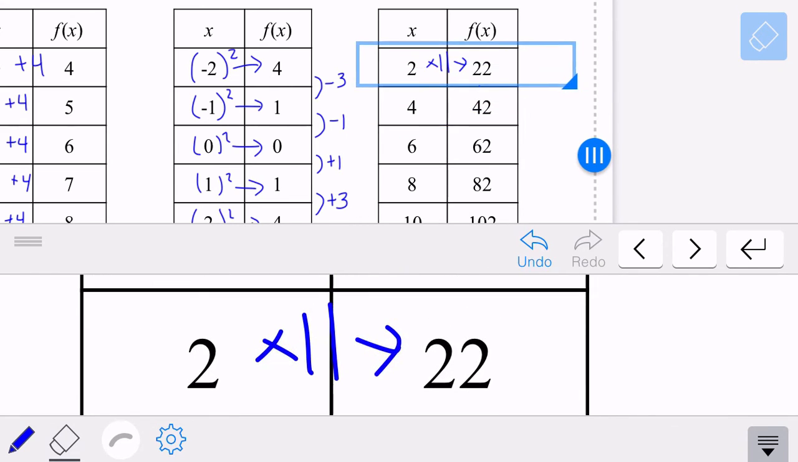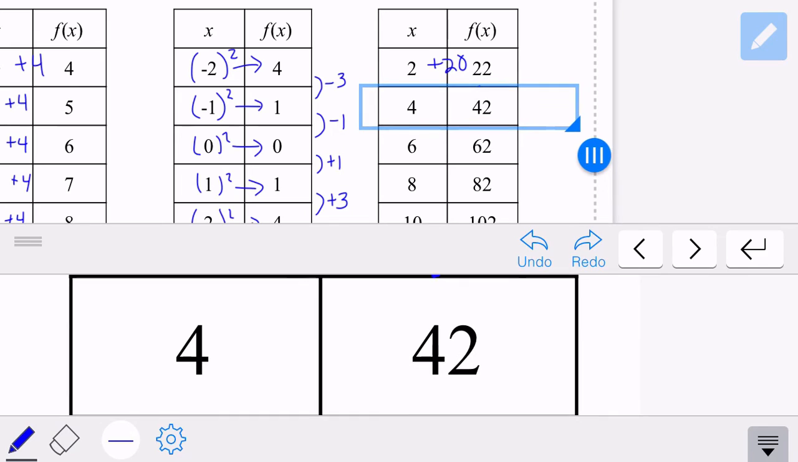But that was a good idea. What else could we try? Well, 2 plus 20 would give us 22. So will that work with the rest of the group there? 4 plus 20, nope, not going to get us 42. So again, that one didn't work.